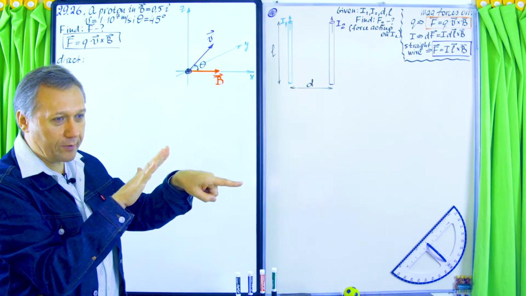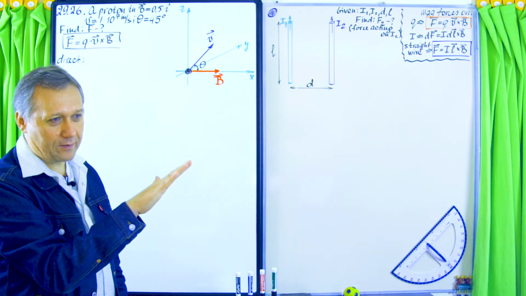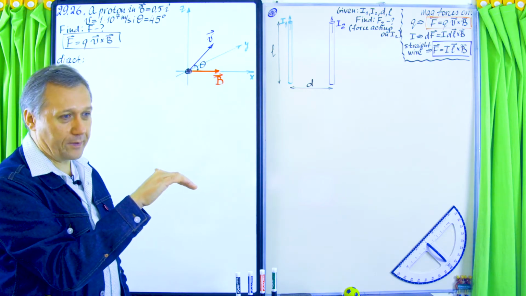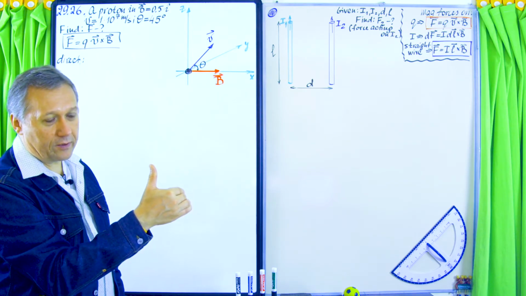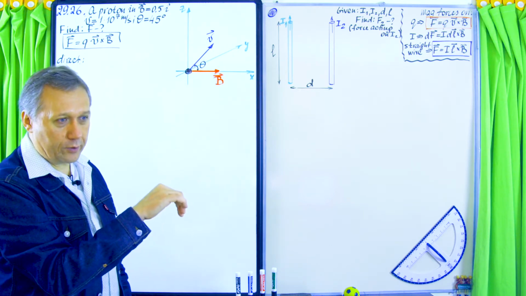B points that way, so like this. So my hand must be positioned like this, right? Only in this position I can bend my fingers in the direction of B. Right? And my outstretched thumb gives me direction of the cross product, which is into the board.